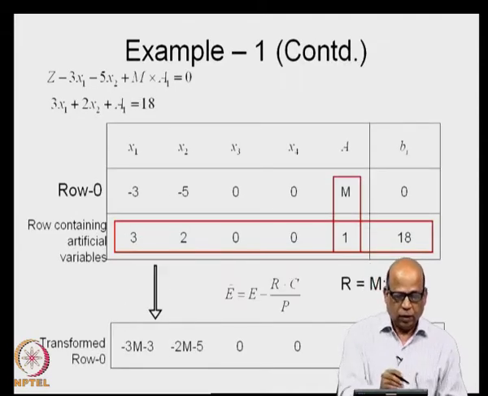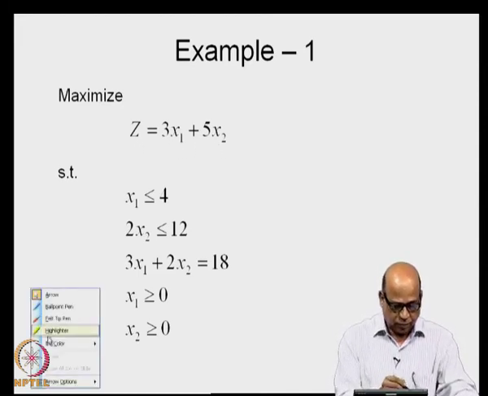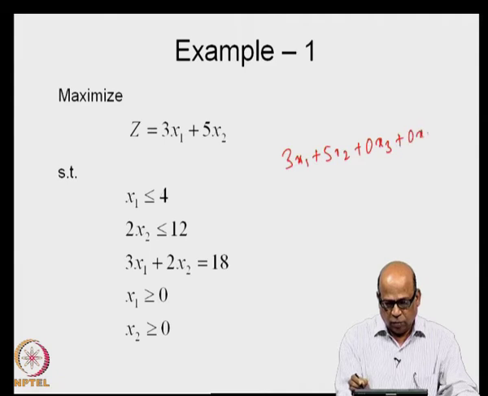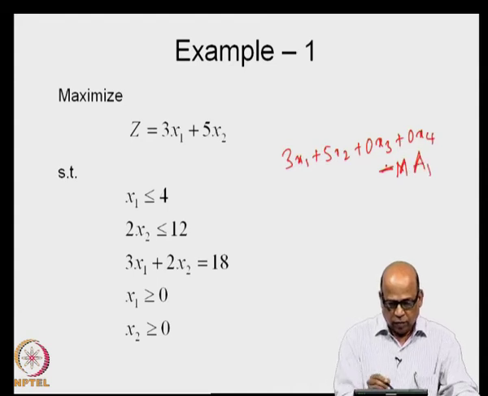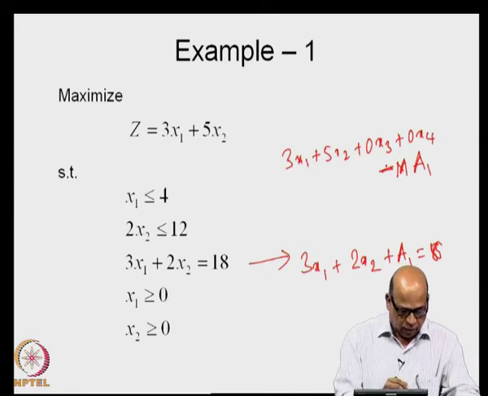So, this is what we do. Your original objective function is 3 x 1 plus 5 x 2. I will write this as 3 x 1 plus 5 x 2 plus 0 x 3 plus 0 x 4 minus m into a 1, where I am adding an artificial variable here, 3 x 1 plus 2 x 2 plus a 1 is equal to 18.